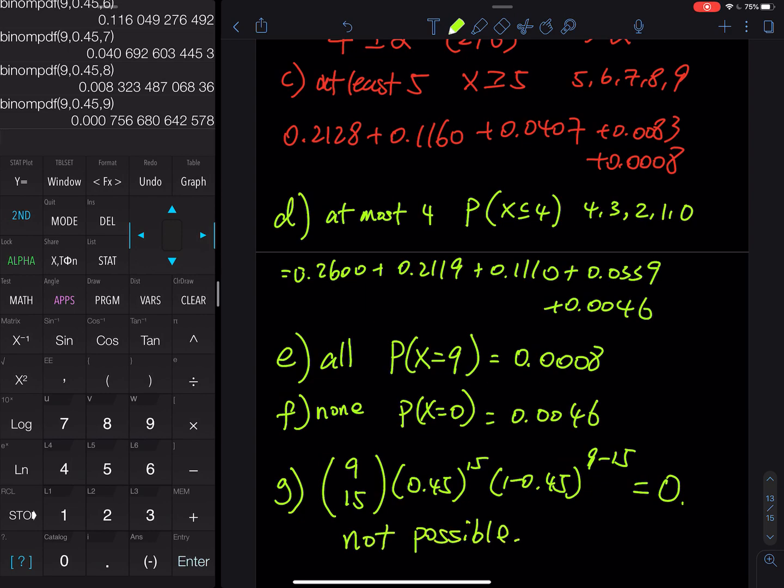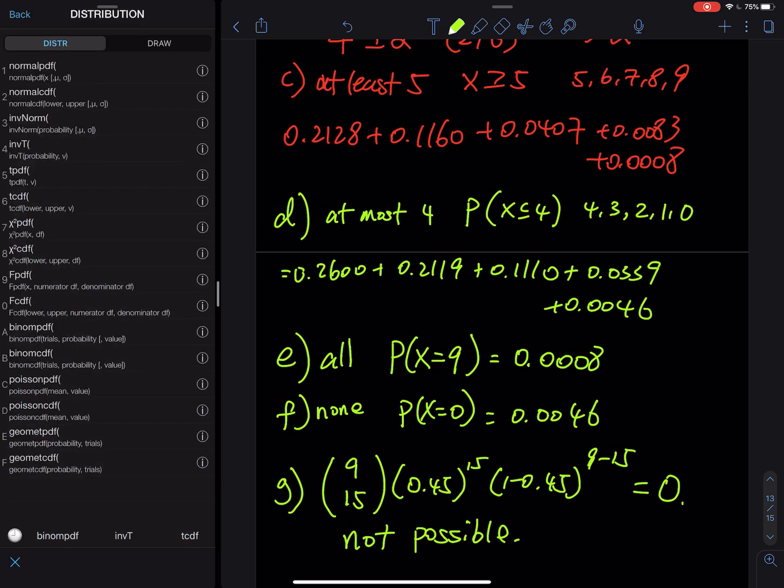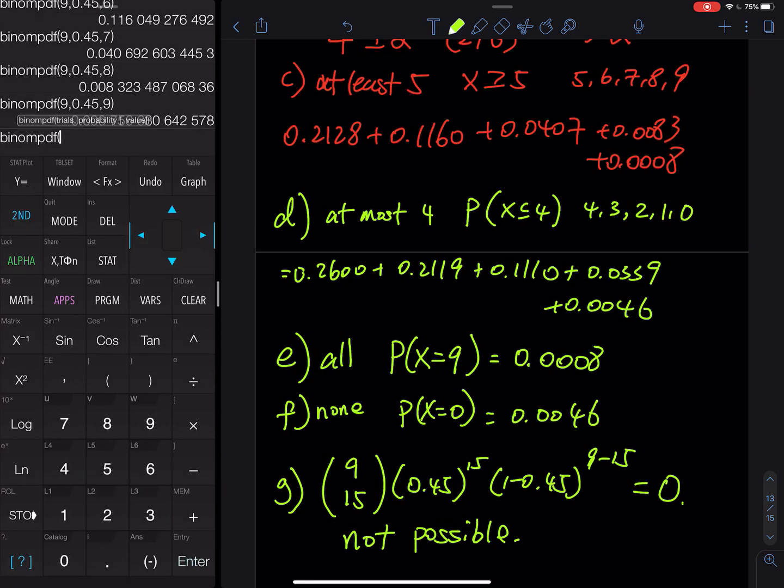You took 9 classes in a school. Can you get 15 letter grades? No, that is not going to happen, right? So let's verify this using a calculator. We go to second VARS, binomial PDF. We have a 9, success rate is 0.45, and you are looking for 15 successes, you are going to get a 0. So that means this is not going to happen.